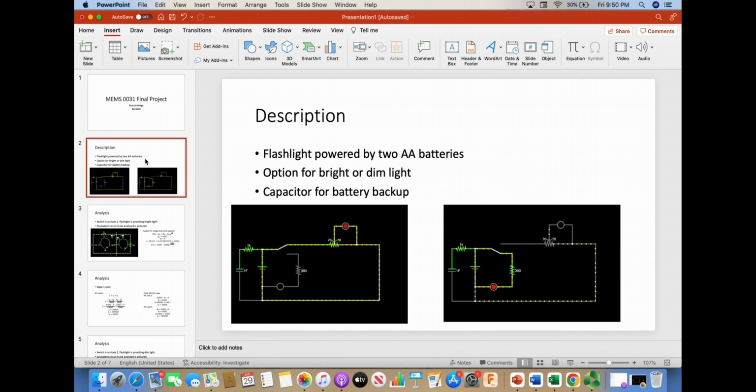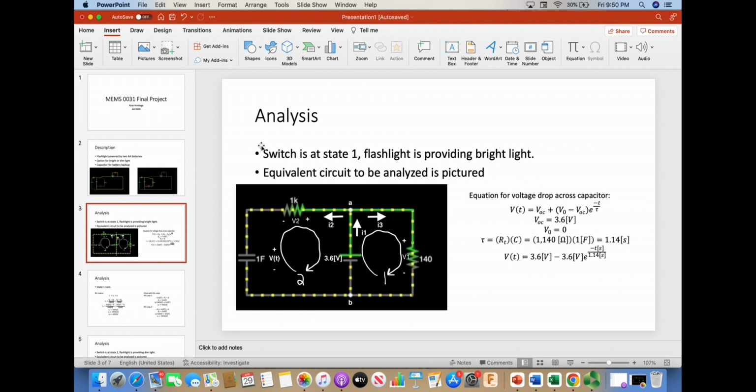For my design project, I chose to create a circuit for a flashlight powered by two AA batteries. This flashlight also has an option for bright or dim light using a single pole double throw switch, and also has a capacitor for a battery backup. At state 1, the flashlight is providing bright light, and this is the equivalent circuit to be analyzed.